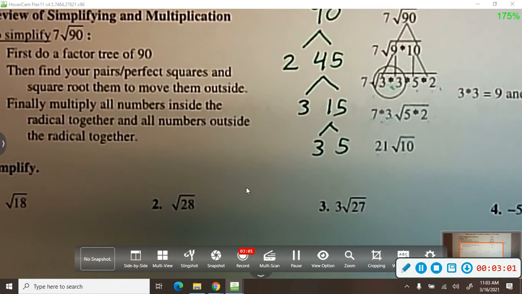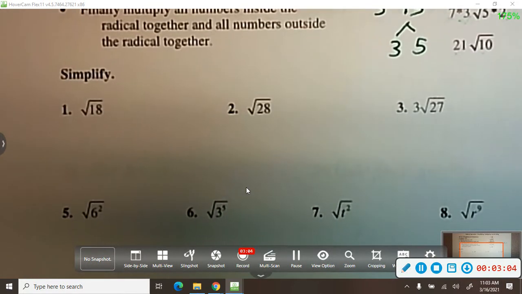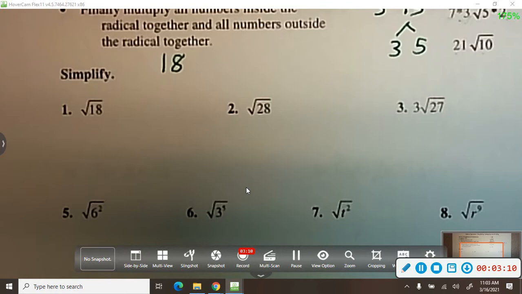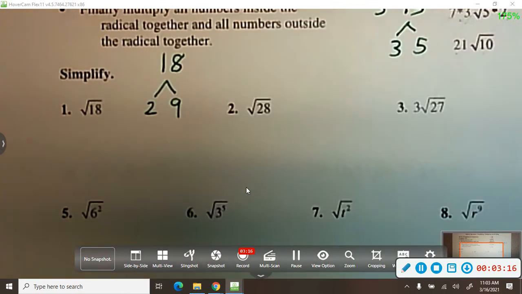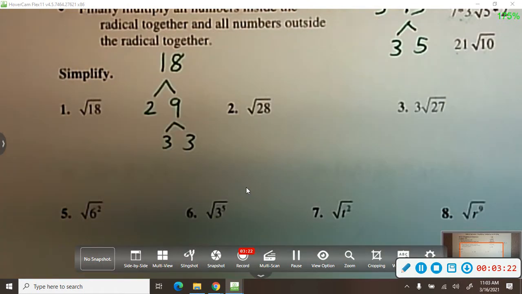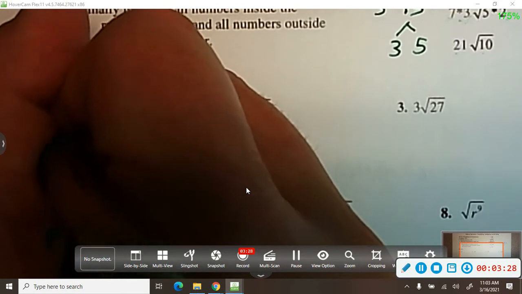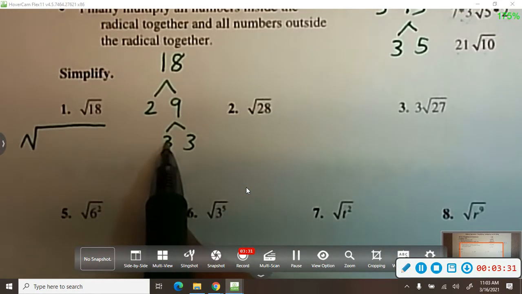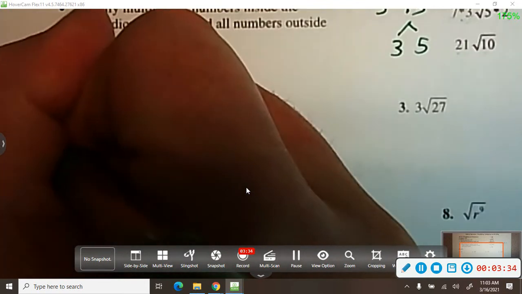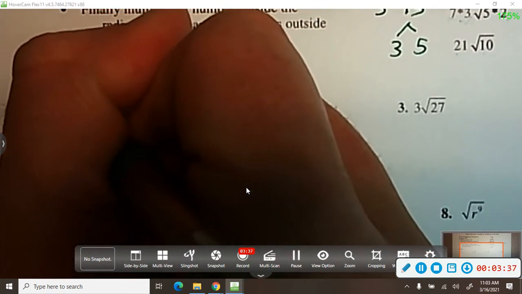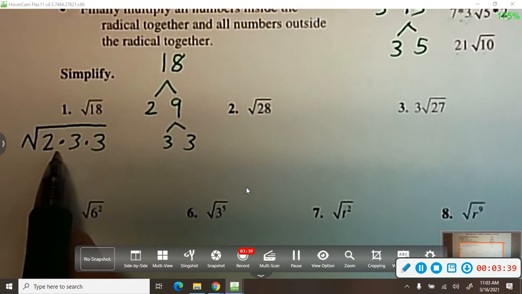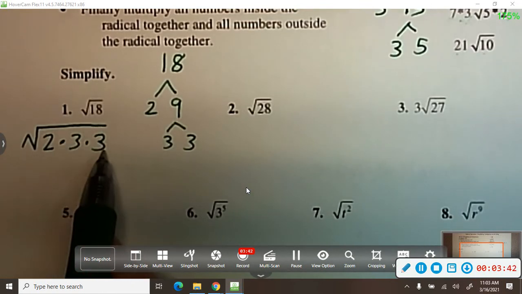So we're going to do another example. Square root of 18. So I'm going to start with 18. I usually start with 2. That'd be 2 times 9. 9 is 3 times 3. So I just found that the square root of 18 is the same thing as 2 times 3 times 3. 3 times 3 is 9, times 2 is 18. I have 2, 3, 3.